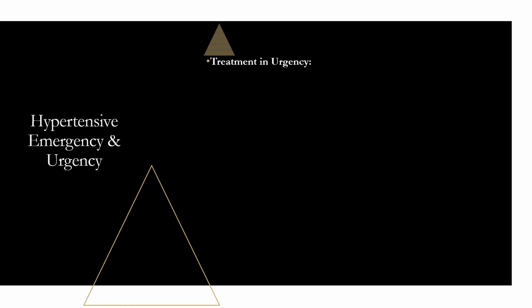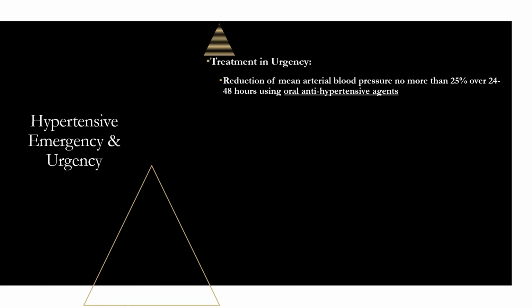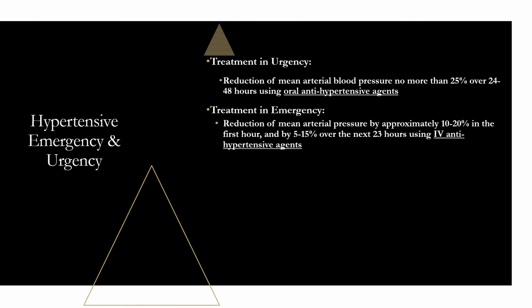You're going to use different agents. So you want to reduce the mean arterial blood pressure. And if you don't remember what mean arterial pressure is, it's the average arterial pressure during a single cardiac cycle. So you want to decrease it by no more than 25% over 24 to 48 hours using oral antihypertensive agents. Now, in emergency, you're going to be using IV antihypertensive agents, and you want to reduce the mean arterial pressure by approximately 10 to 20% in the first hour and by 5 to 15% over the next 23 hours.